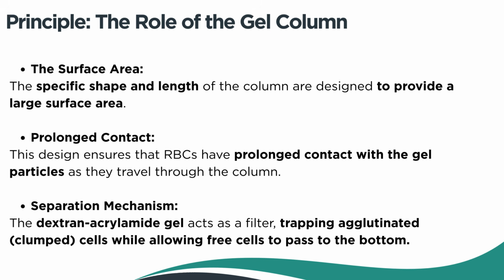Finally, the separation mechanism comes into play. The dextran acrylamide gel within the column functions as a filter. It traps agglutinated or clumped cells while allowing the free cells to pass through to the bottom. This filtering process is essential for distinguishing between different cell types during the test.